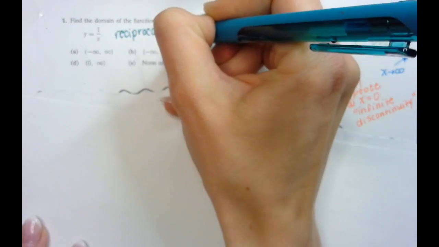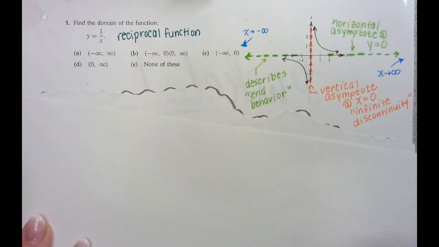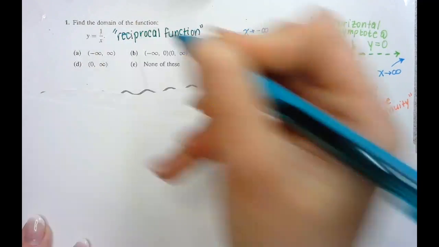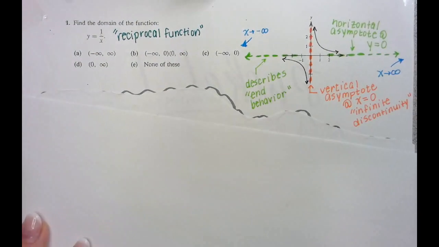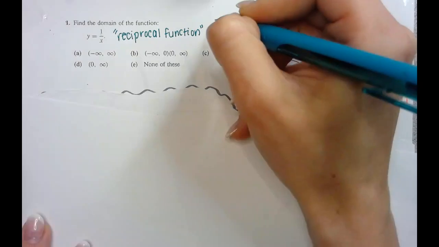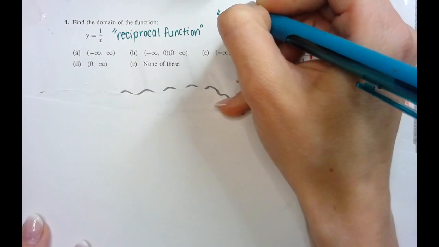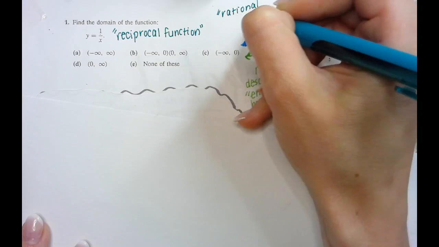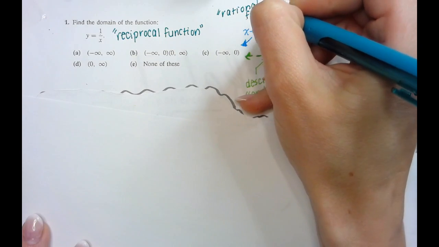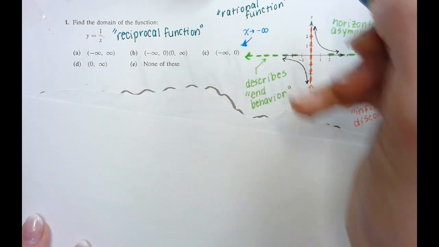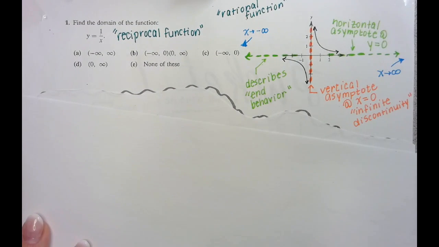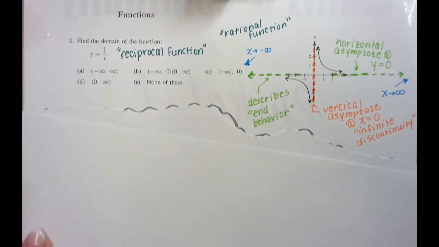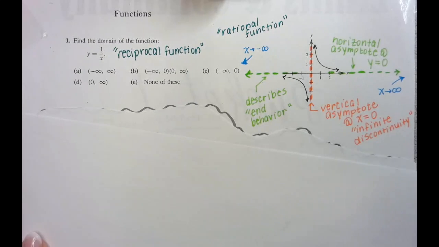Not the end of the world if you can't name it off the top of your head, but it also can help, and it sometimes helps you remember other details if you can give it a name. So the reciprocal function is also an example of a very simple rational function. As you know, rational is highlighting the word ratio, right? Ratio or a proportion, fraction, whatever way you want to think of it.